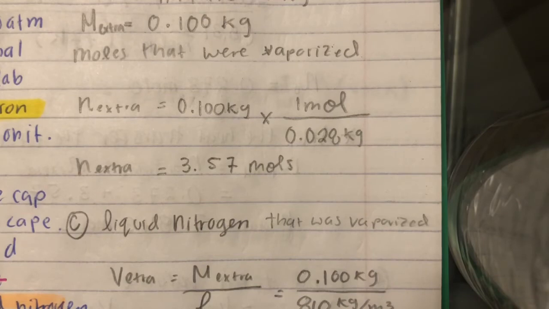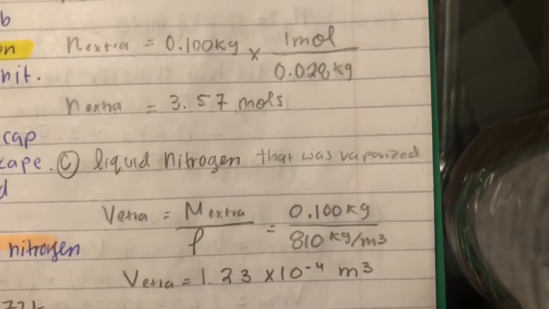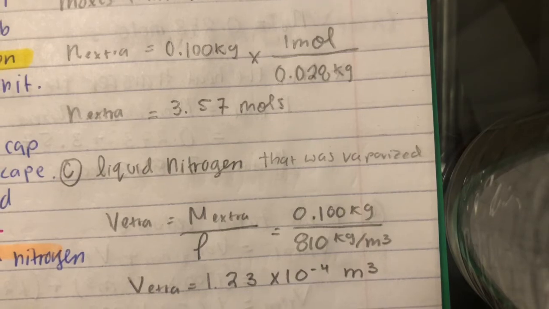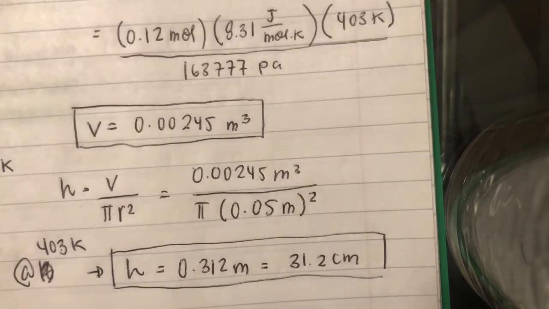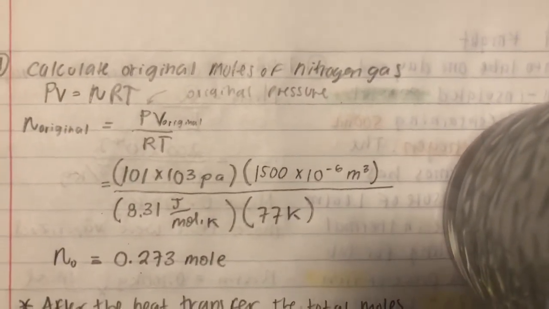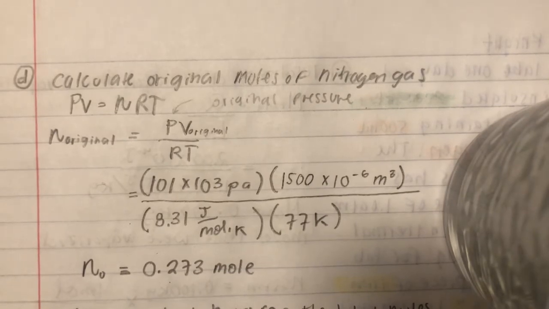And then the next step is to find the volume of liquid nitrogen that was vaporized. That could be given with the M extra that we figured out, divided by the density of liquid nitrogen. So the total volume of the liquid nitrogen that was transformed into a gas is 1.23 times 10 to the negative 4 meters cubed.